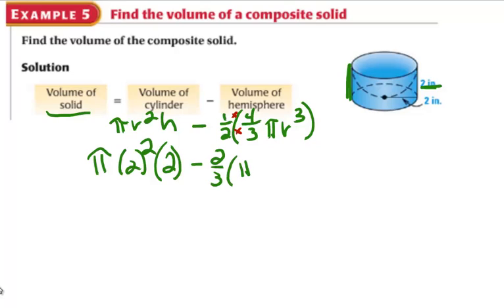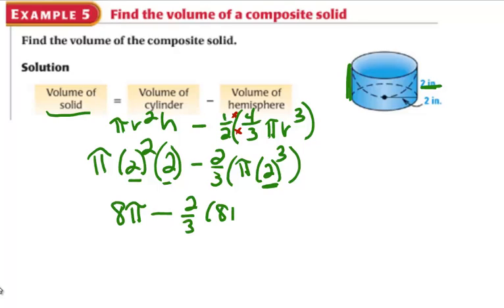and then pi, let's go back because I have an r, 2 cubed. Okay? So I'm going to get 2 squared here, which is 4 times 2, 8 pi, minus, this would be 2/3, and 2 cubed is 8 again, so this would be times 8 pi. So this will equal 8 pi.